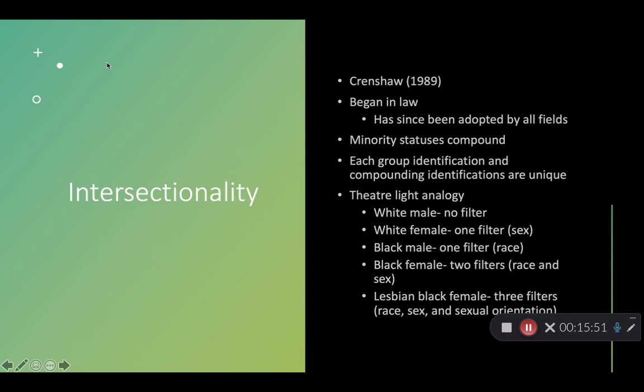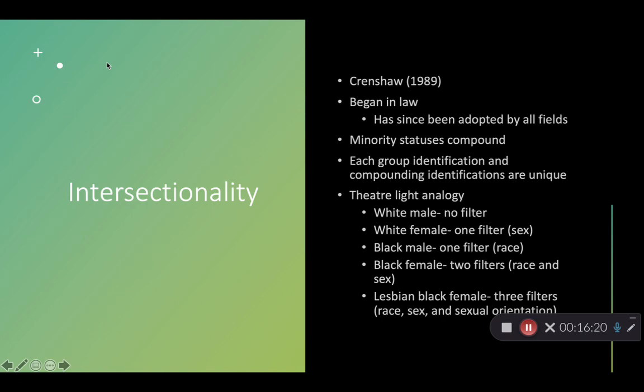I generally think about it as a theater light analogy. Imagine you have a theater light. A white male has no filter, complete access to rising up the social class ladder. But a white female and a black male have one filter over it, maybe red for sex and green for race. But a black female looks through not only the light, but also the green and the red, the two compounding filters of both racism and sexism.